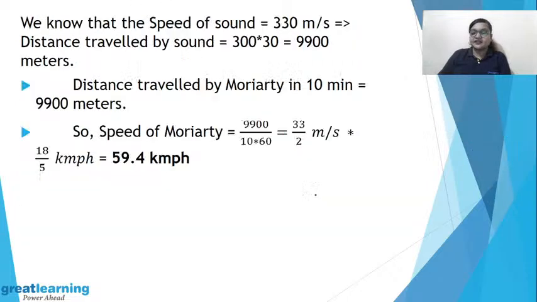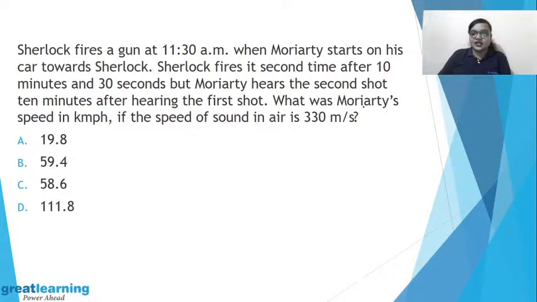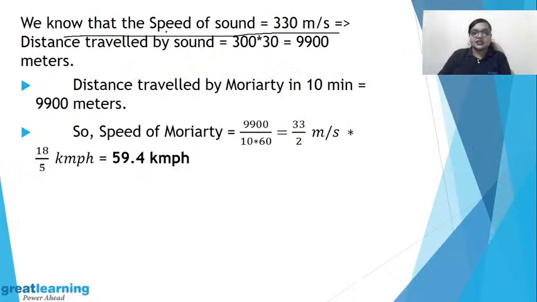So if we simplify this question, right? We know that the speed of sound is given as 330 meter per second, which is given in the question. So the distance traveled by Moriarty, right? If you look at it, the question was what was Moriarty's speed in kilometer per hour, right? So I converted this as kilometer per hour, then we could get the correct answer, right? So the speed of sound is 330 meter per second. So the distance traveled by sound is nothing but 300 into 30, right?